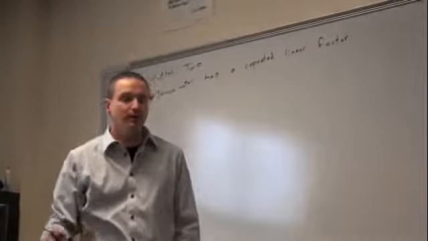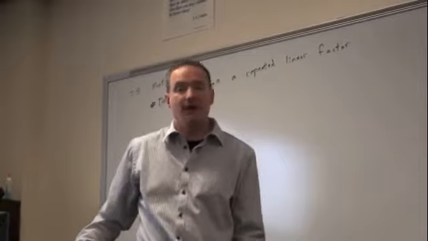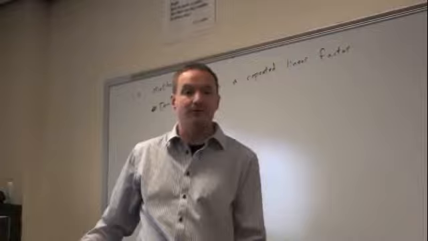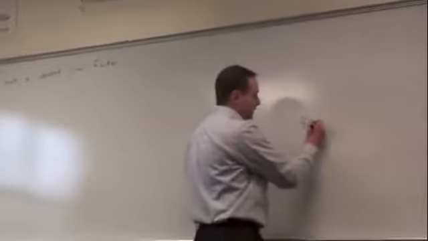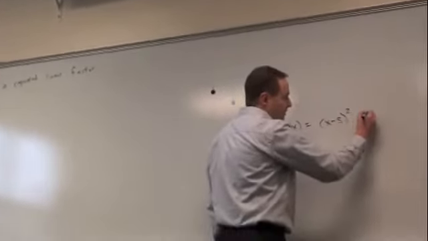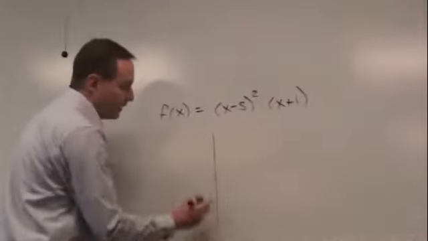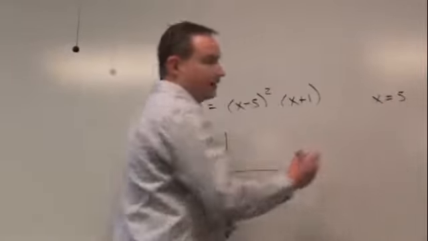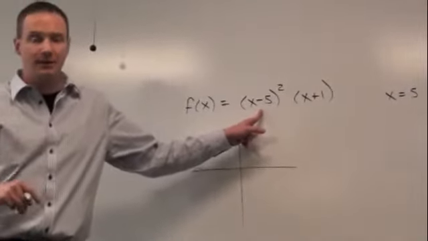Now, in pre-cal, we looked at things like this, and we called them multiplicities. A graph has a multiplicity of 2, 3, 4, 5, 6, whenever it has a factor that's raised to a power. For example, if I said, can you quickly graph for me the function (x minus 5) squared times (x plus 1), you'd say, well, it's very easy to graph because you have it factored out. It has an x-intercept at 5, and yes, that's a linear factor, but it's a repeated linear factor.